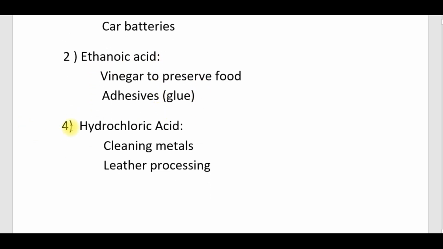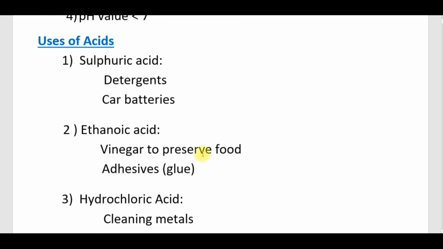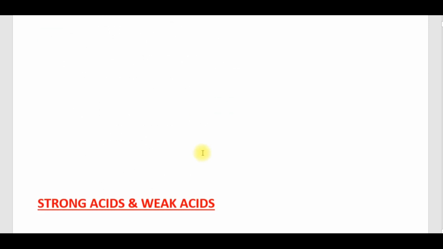And next, the third one is hydrochloric acid. HCl can be used for cleaning metals or leather processing. Okay, so these are some of the uses of acids. More than that, there are many other acids which can be used for a wide variety of applications also.